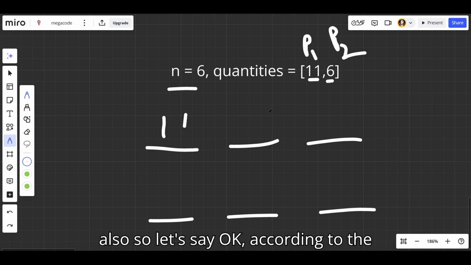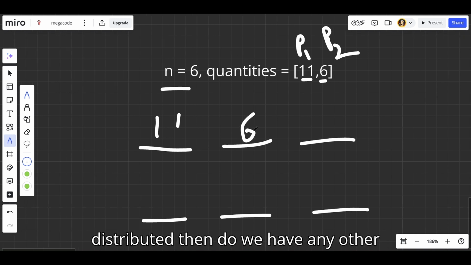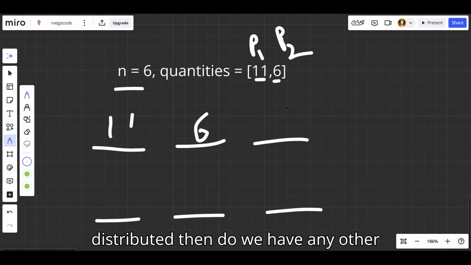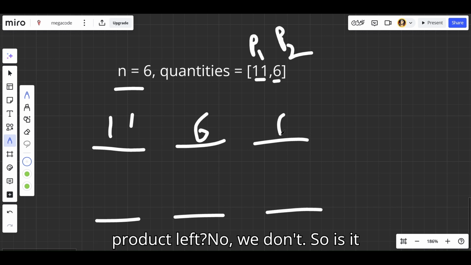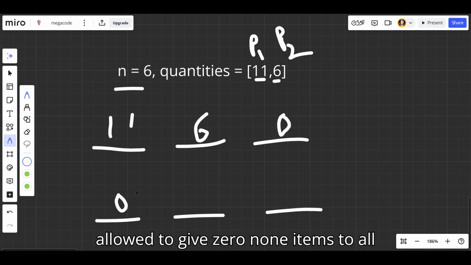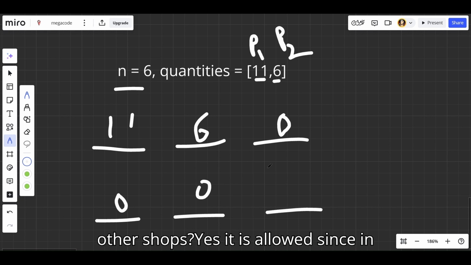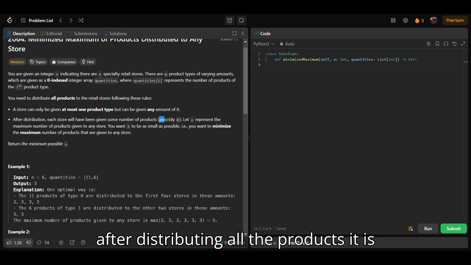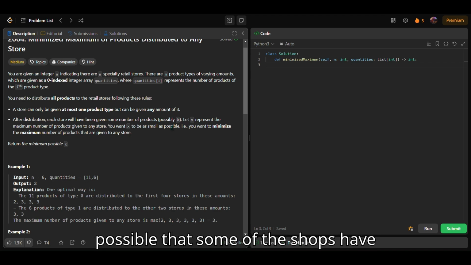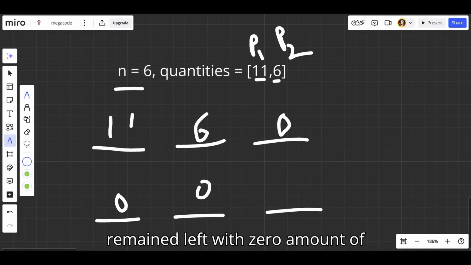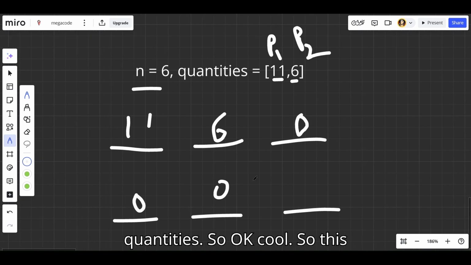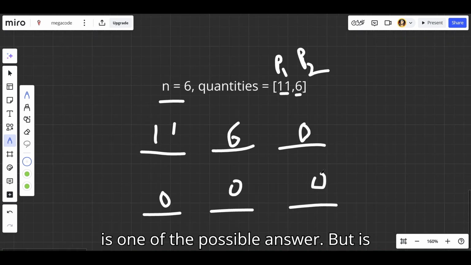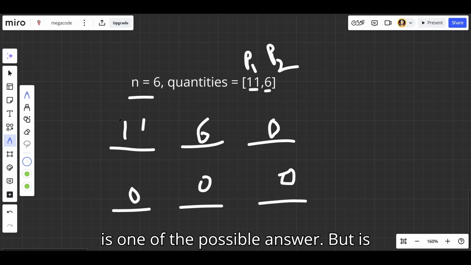So, according to the question, let's put the 6 over here, distributed. Then, do we have any other product left? No, we don't. So, is it allowed to give zero items to some of the shops? Yes, it is allowed. The question mentions that after distributing all the products, it is possible that some of the shops remain with zero quantity. So, okay, cool. This is one of the possible answers. But is this the answer which we want?